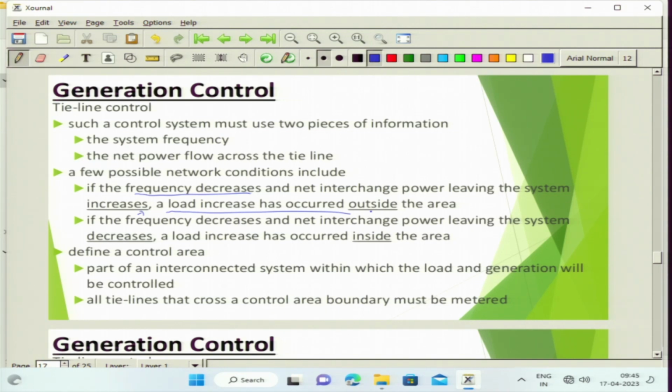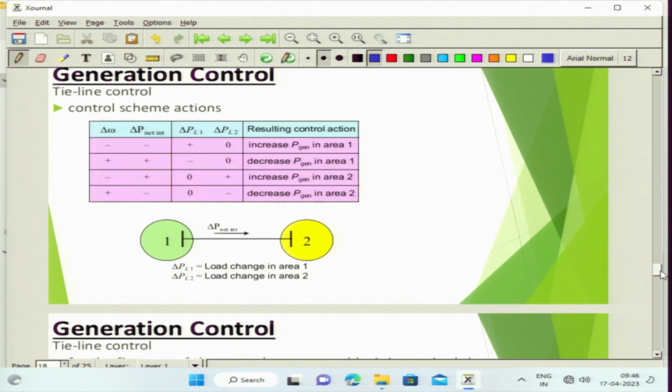Let us say the frequency is decreasing, the second case, and net interchange power leaving the system decreases. Then what is happening? Instead of power going outside, it is consumed here itself, but still frequency is decreasing, which means there is a load which has changed or increased inside the area itself. So define a control area, and by this we will come to know which generation needs to be adjusted. A control area is a part of an interconnected system within which the load and generation will be controlled. You make some boundaries for control action. All tie lines that cross a control area boundary must be metered. I will explain with this table.